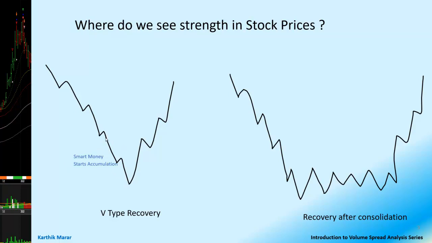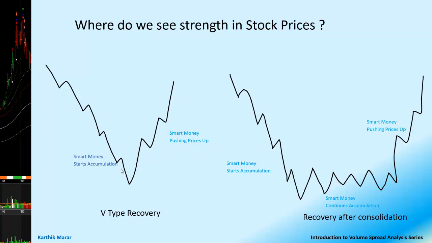Like in this case here, it starts accumulating almost near the end of the downtrend. Similarly, here also the smart money starts accumulation. But in a consolidation zone, the smart money continues the accumulation. And here, the smart money is pushing up the prices. Here again, the smart money is pushing up the prices. So these are the places where, when the smart money starts accumulating, we see signs of strength.